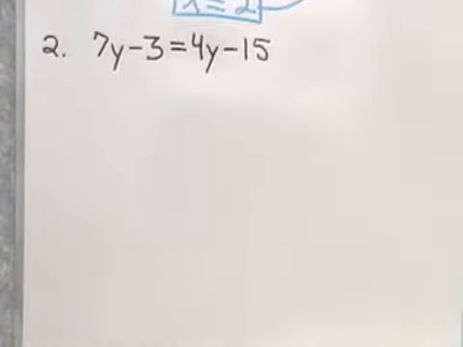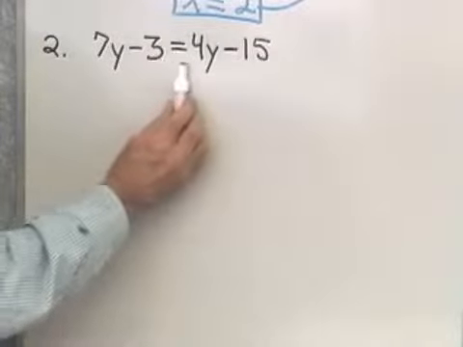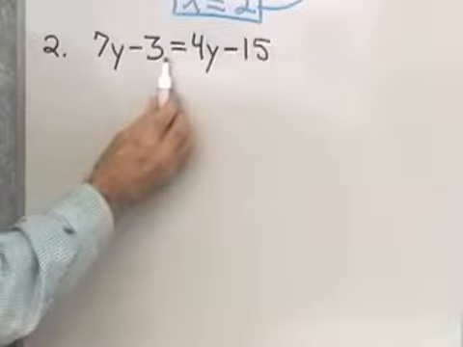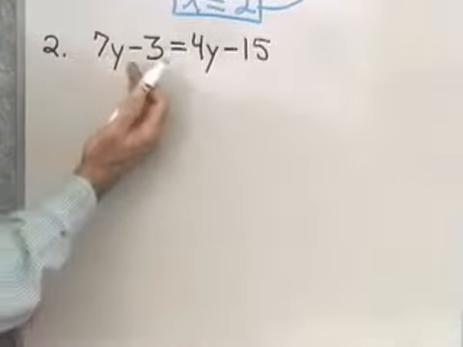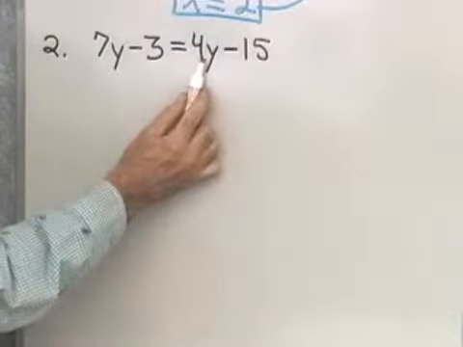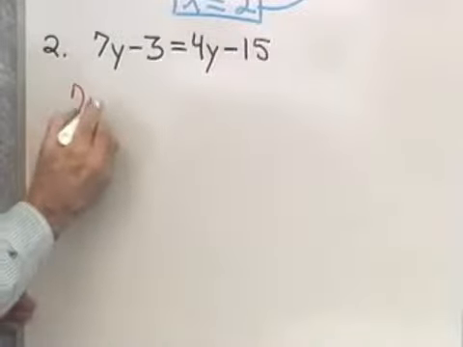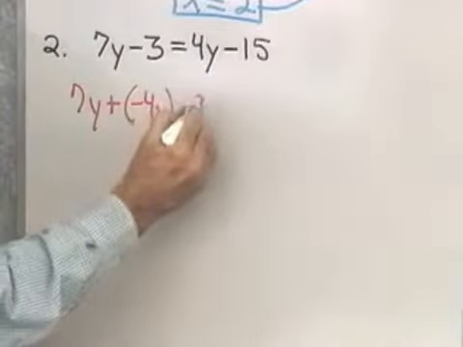7y minus 3 is equal to 4y minus 15. Variable term, constant term, constant term. Variable terms have the variable in them, constant terms do not. So what I want to do is get all the variable terms on one side and all the constant terms on the other. So I'm going to start by getting rid of this 4y that's on the right side of the equation. To do that, I'm going to add its opposite, negative 4y, to both sides.